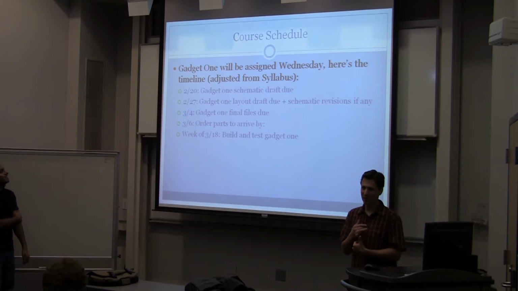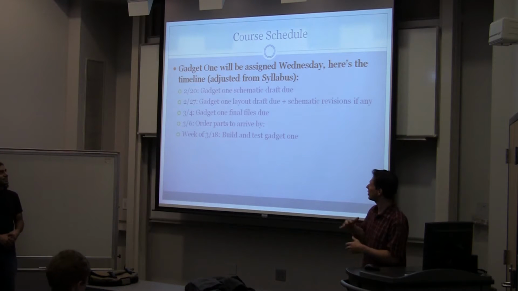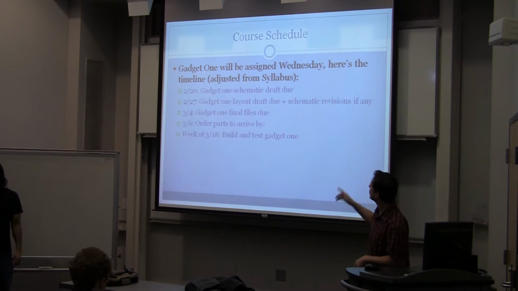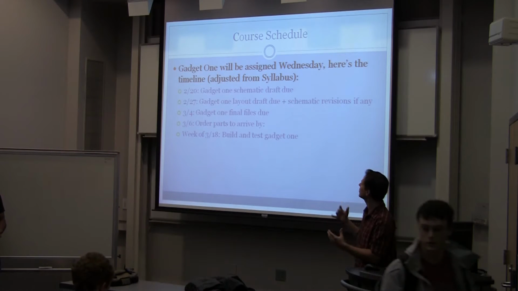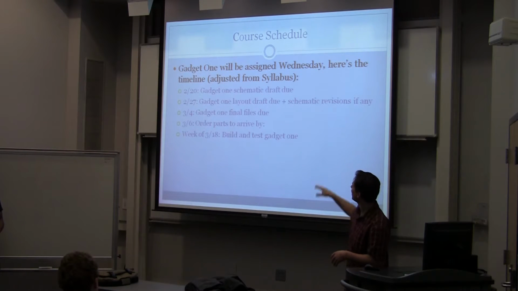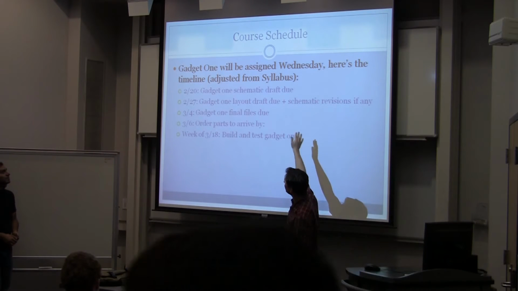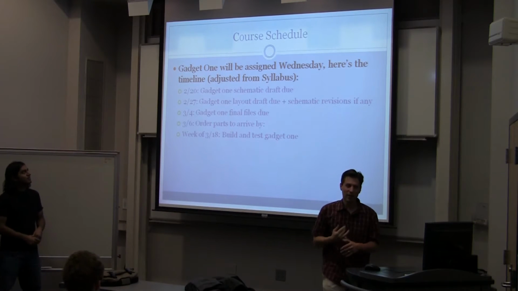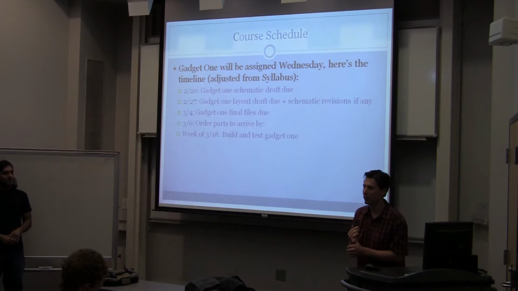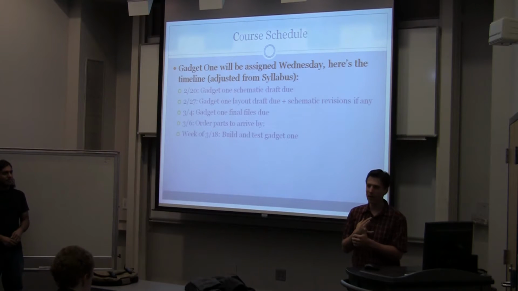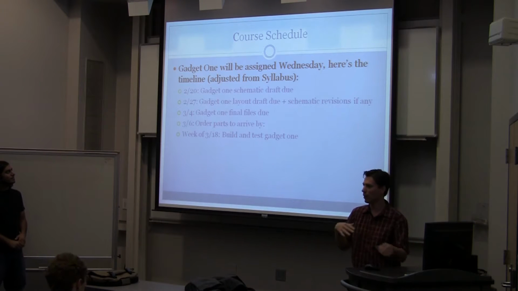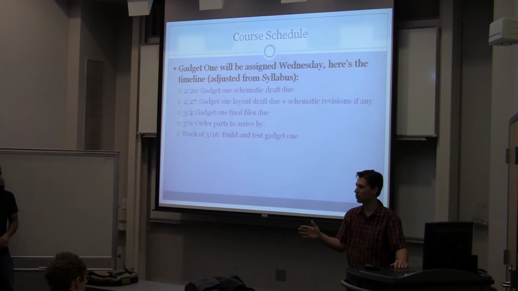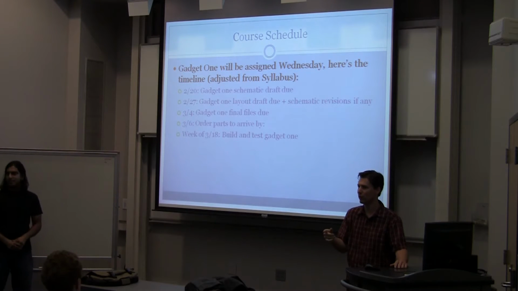But before we get to those things, I just want to tell you a little bit about where we are in the course. So Gadget 1, the main assignment, not the use case, is going to be assigned on Wednesday. And here's the rough timeline. Wednesday is assigned. Next Wednesday, you'll have a schematic draft due for Gadget 1. The week after that, you will have the layout draft due, as well as any revisions to your schematic that you have to make. So when we get your schematic, we'll work to get those turned around very quickly.